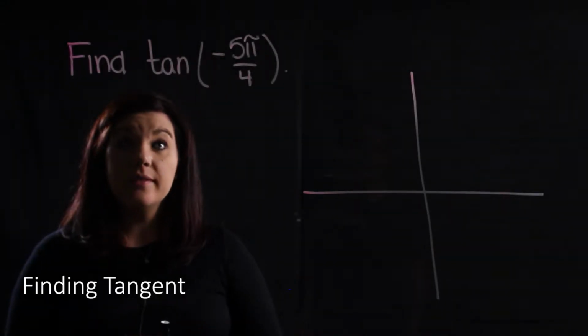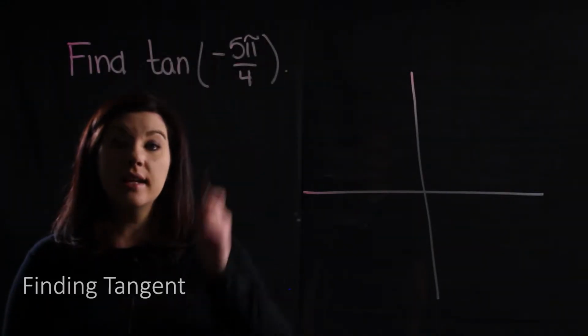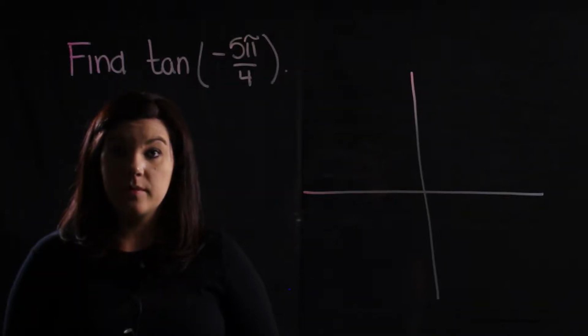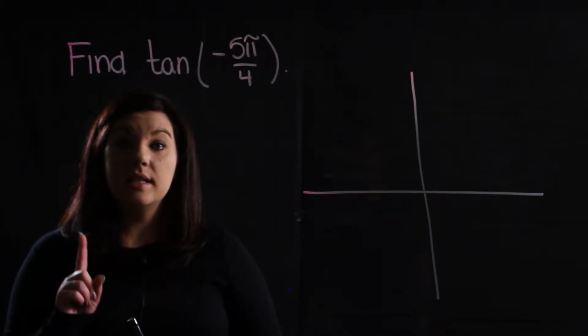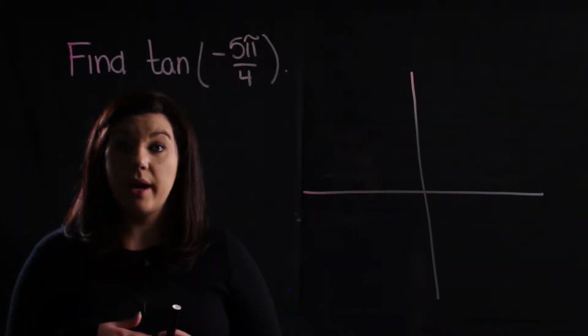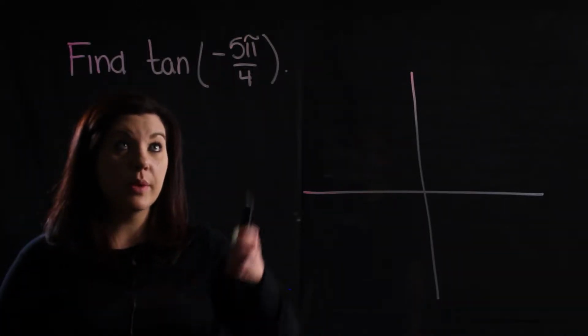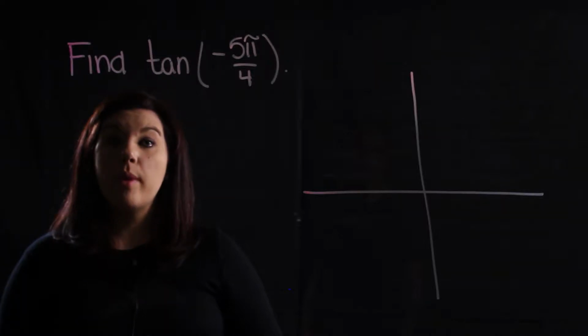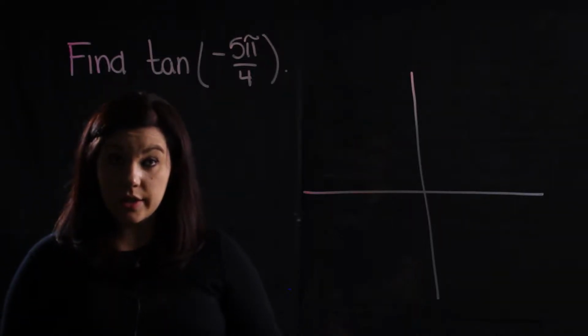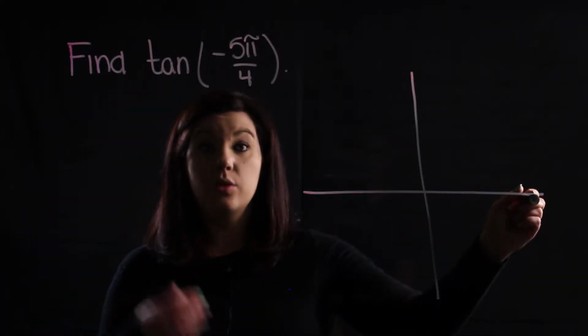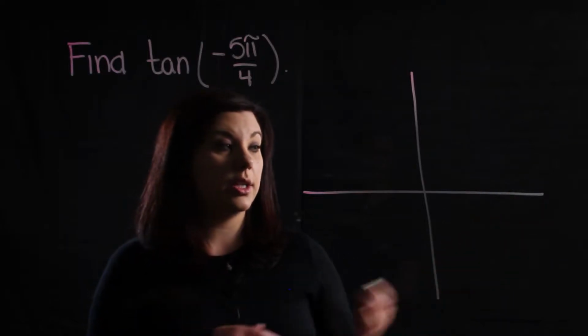All right, let's try to find the tangent of negative 5 pi over 4. So remember, step 1 is to figure out where negative 5 pi over 4 is on our unit circle. And we also have to remember that because it's a negative angle, we'll be moving in a clockwise direction from the positive x-axis rather than a counterclockwise direction.